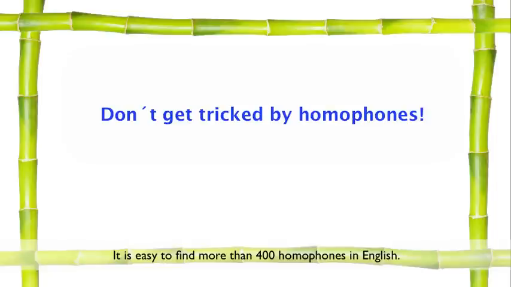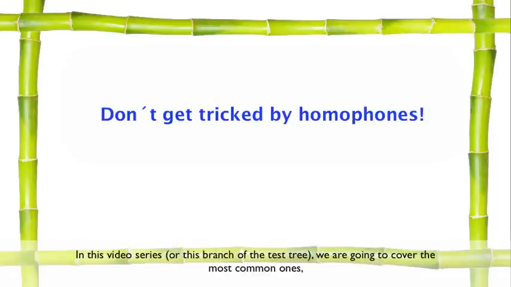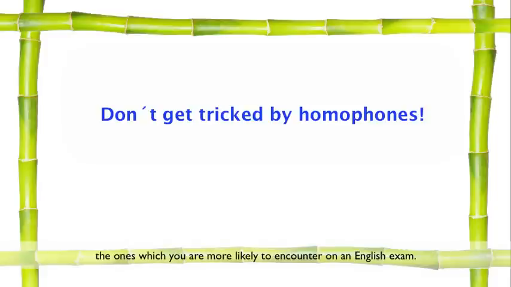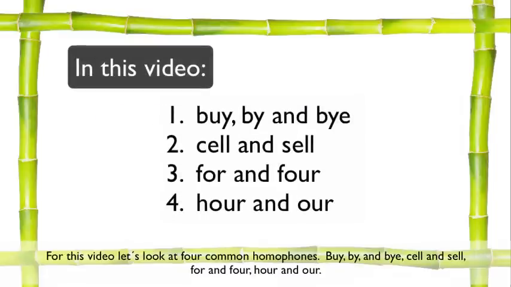It is easy to find more than 400 homophones in English. In this video series, or this branch of the test tree, we are going to cover the most common ones, the ones which you are more likely to encounter on an English exam. For this video, let's look at four common homophones: buy and by, cell and sell, four and for, hour and our.